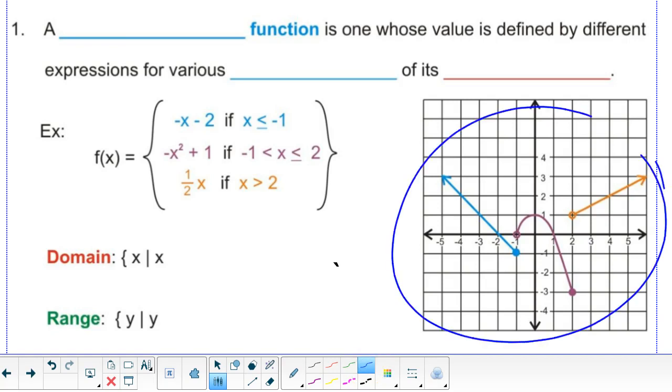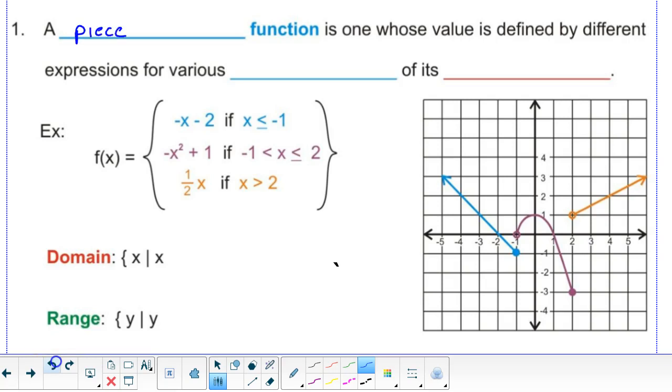Really what we have is three pieces. We've got a piece here, we've got a piece here, and we've got a piece here. And that's really what this is called. Because we have pieces, this is called a piecewise function. A piecewise function. All right? Piecewise. So you can see here we've got f of x off to the left, right here.